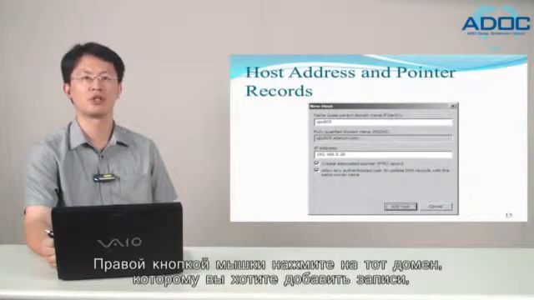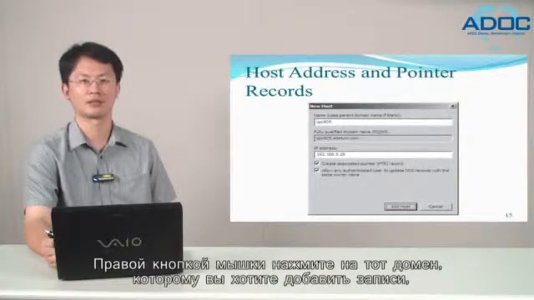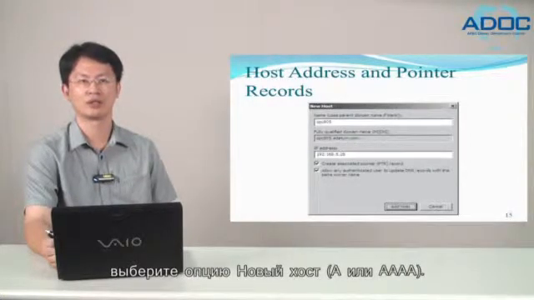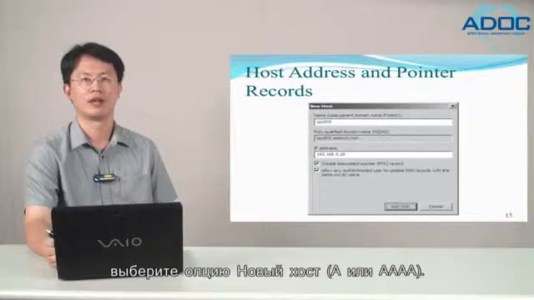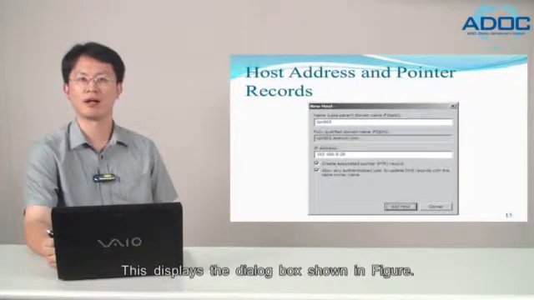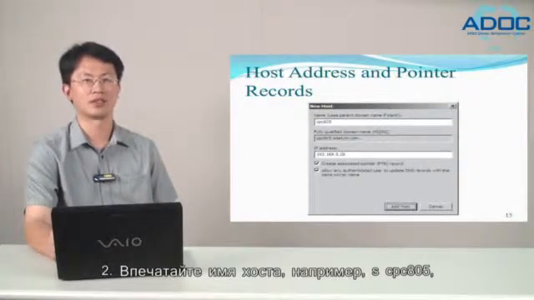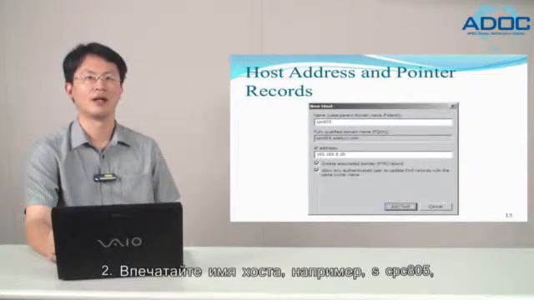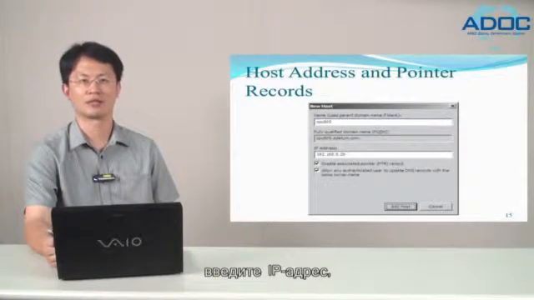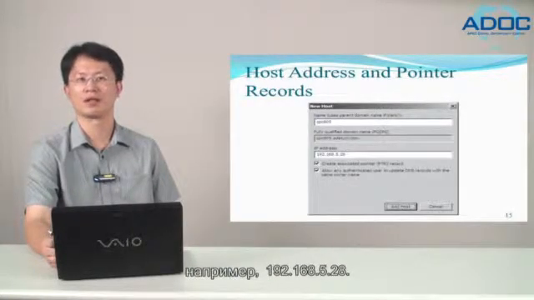Right-click the domain to which you want to add the records, and then choose New Host, A or AAAA. This displays the dialog box shown in the figure. Type the host name, such as CPC-A05, and then type the IP address, such as 192.168.5.28.